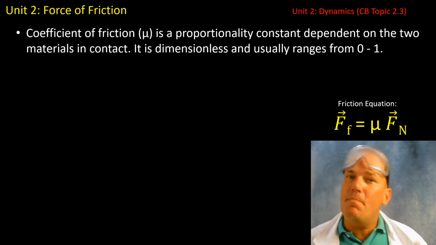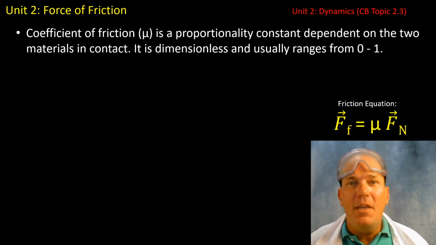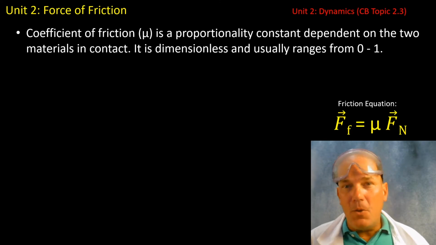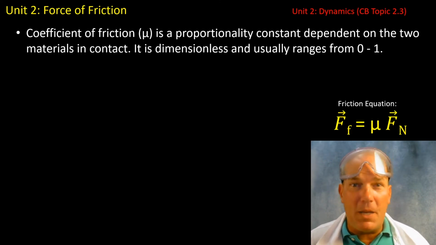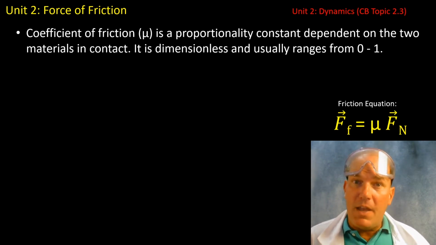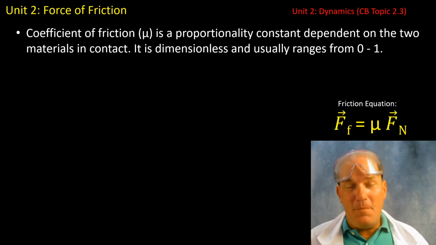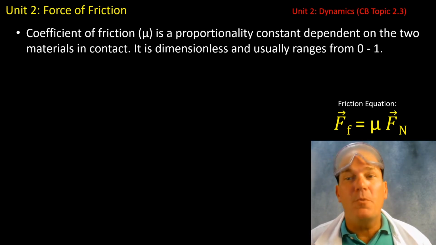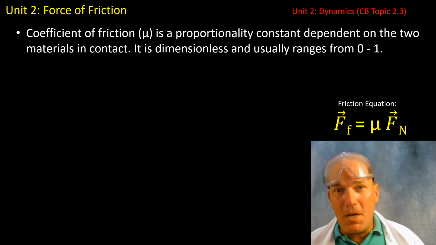Mu is also dimensionless. What does that mean? Look at the physics is fun equation. I want you to algebraically solve for mu in your head. Notice how you're dividing the frictional force by force normal. Recall the derived unit for force is a Newton. So if you're dividing a Newton by a Newton, that cancels out. You're left with no units. Therefore, mu is dimensionless. And it typically ranges from 0 to 1.